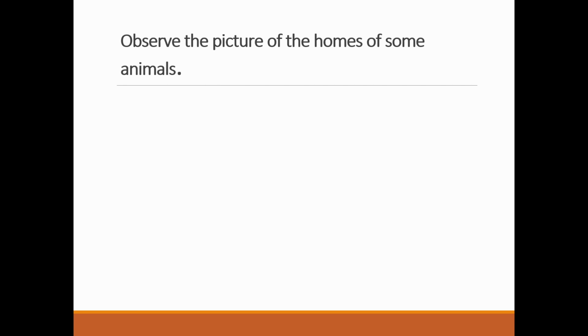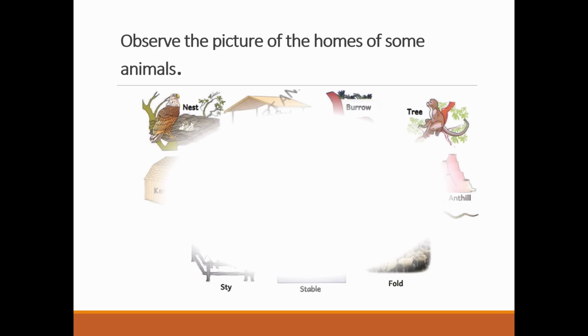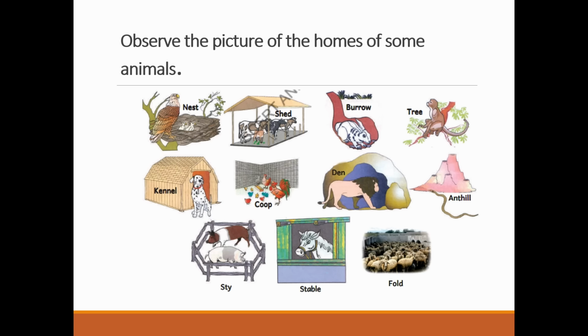Children, observe the picture of the homes of some animals. See this picture. Here are so many animals and birds, and where they live. These are the names of the shelters. So we will see every picture in detail.